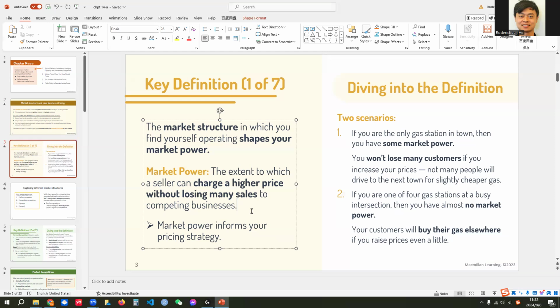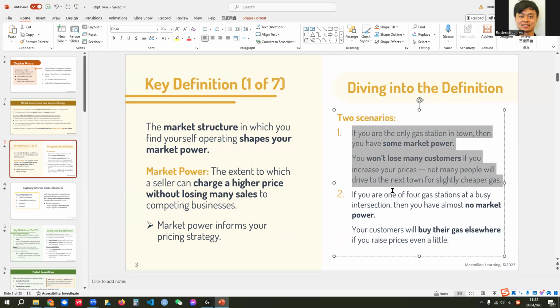So there are two sub-scenarios. If you are the only gas station in town, then you have some market power. You won't lose many consumers if you increase your prices. Not many people will drive to the next town for slightly cheaper gas. So this is the first one. They have no other choice, so they have to be dependent on your product. It is one situation where consumers are inelastic in your product. They have no options. And remember, elasticity comes from how many alternatives you have.